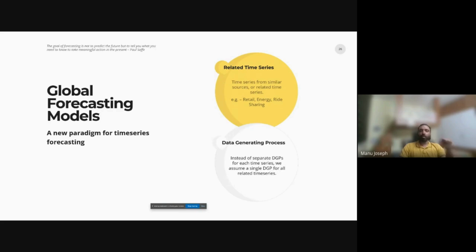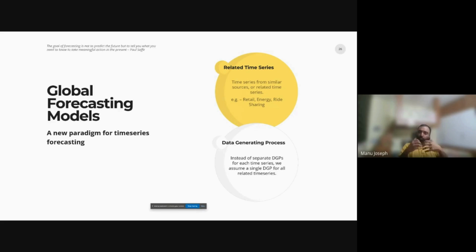And when we are looking at these related time series, one thing that we can change is how we think about the data generating process. In naive terms, we assume that there is some hidden process which generates the time series that we observe. So there is some process that we don't know, that's generating the time series. Previously we used to think that each time series is generated by a separate data generating process. But now with these related time series, we can start to assume that all these time series are coming from a single process, just slightly different in some ways, but it has the same general properties.